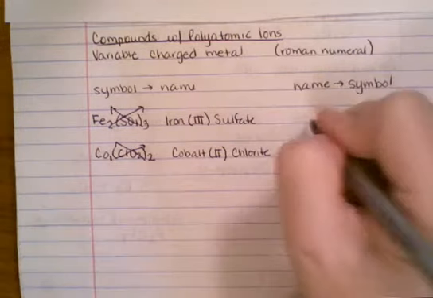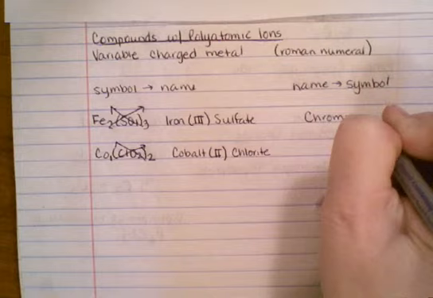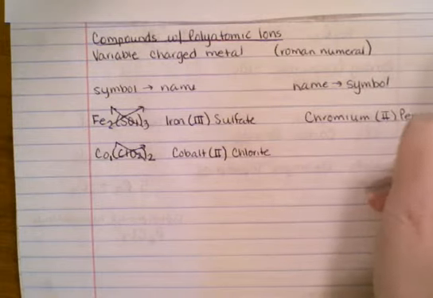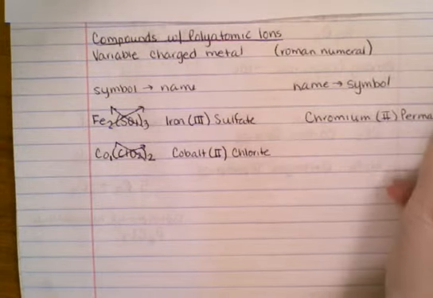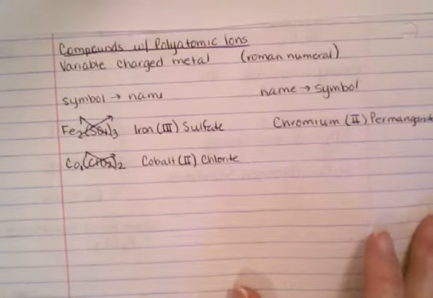Now, what if we need to go the other direction? So let's say that I have chromium(II) permanganate. And I'm running out of space. And I've run off the page on top of that. Okay, so I've got chromium(II) permanganate.